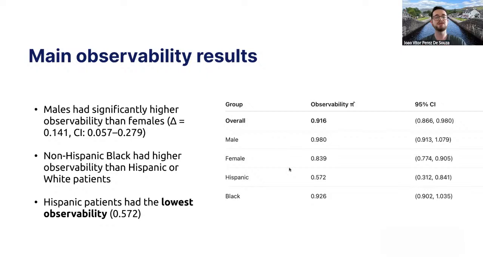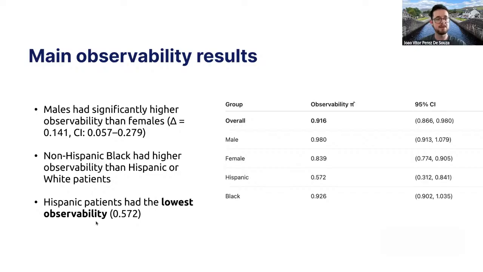All right, so let's go to results. This looks more clear. Here in this table, we have the groups, stratified by sex and by race, and they have the observability estimate and the 95% confidence interval. What they see is that males, for instance, had a significantly higher observability than females: 0.98 versus 0.83. Non-Hispanic Black patients had higher observability than Hispanic or white patients. And finally, Hispanic patients had the lowest observability.